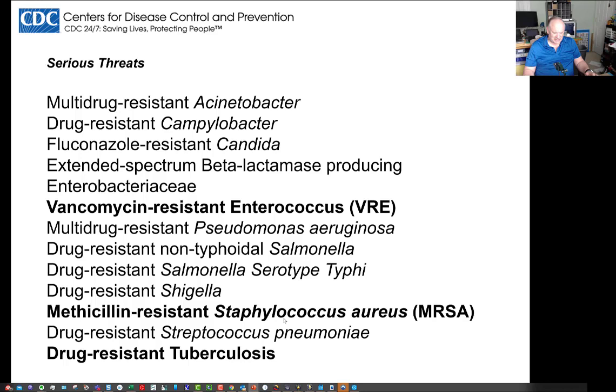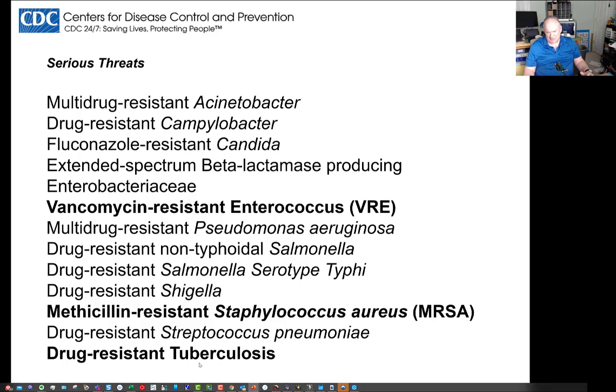MRSA, we see these in retirement homes, but anyone can get it. It can get on the skin. It's usually immunocompromised folks, or folks with weakened immune systems. Unfortunately, it's methicillin-resistant. They threaten to change the name or the meaning to multiple resistant staph, but still, it's just methicillin. Streptococcus pneumoniae causes pneumonia. It's a bad form. It's drug resistant, and it's a big scare.